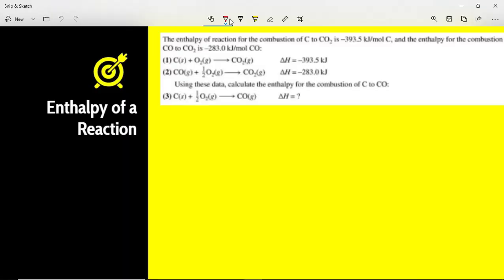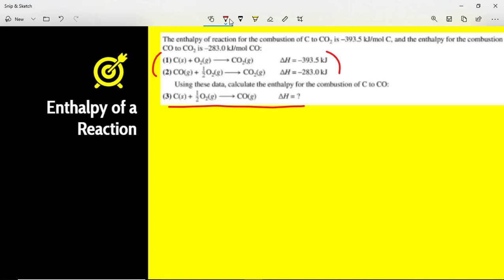So the enthalpy of reaction for the combustion of C to CO2 is negative 393.5 kilojoules per mole. And the enthalpy of combustion from CO to CO2 is negative 283 kilojoules per mole of CO. So using these data, calculate the enthalpy of combustion from C to CO. So our job here is to figure out how we can get this equation utilizing these two equations, utilizing some of the tools that we've talked about before.